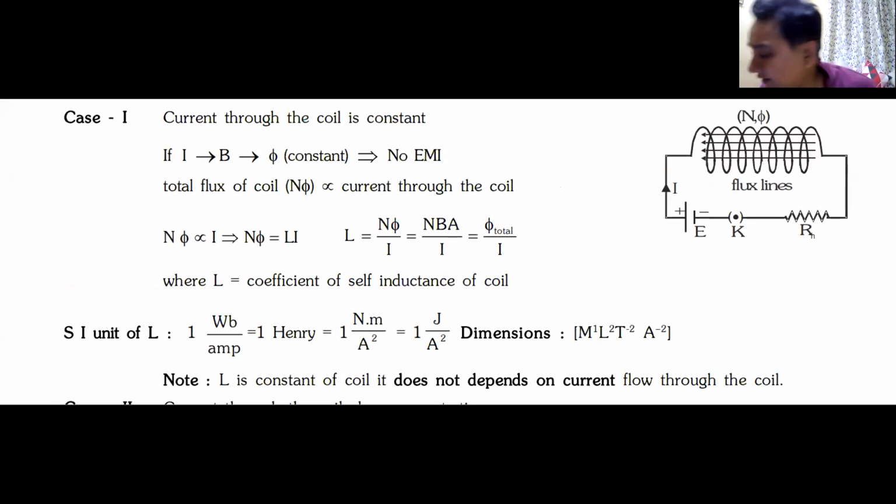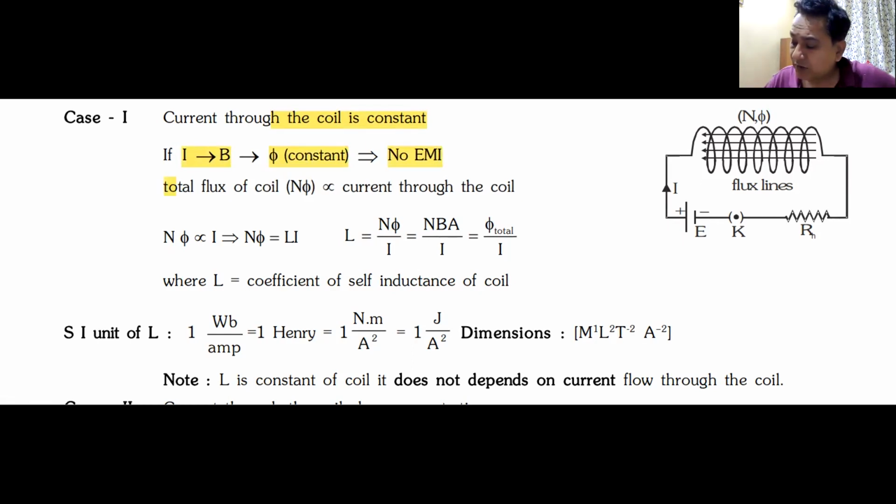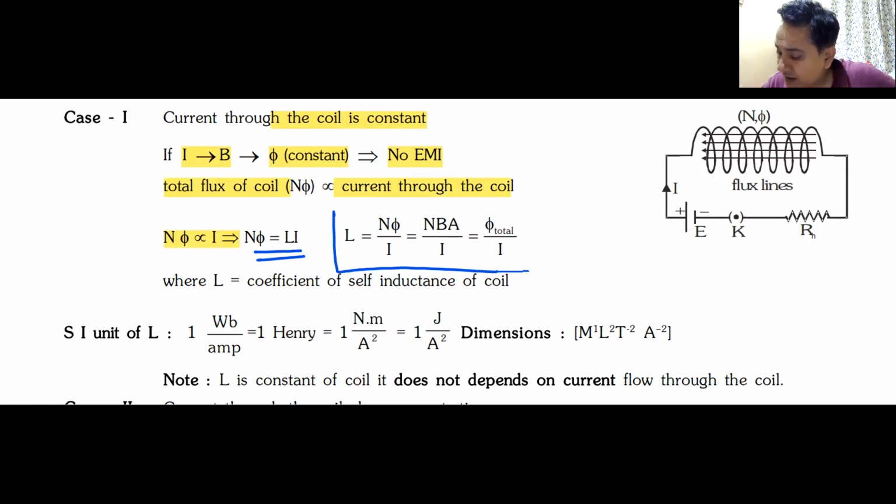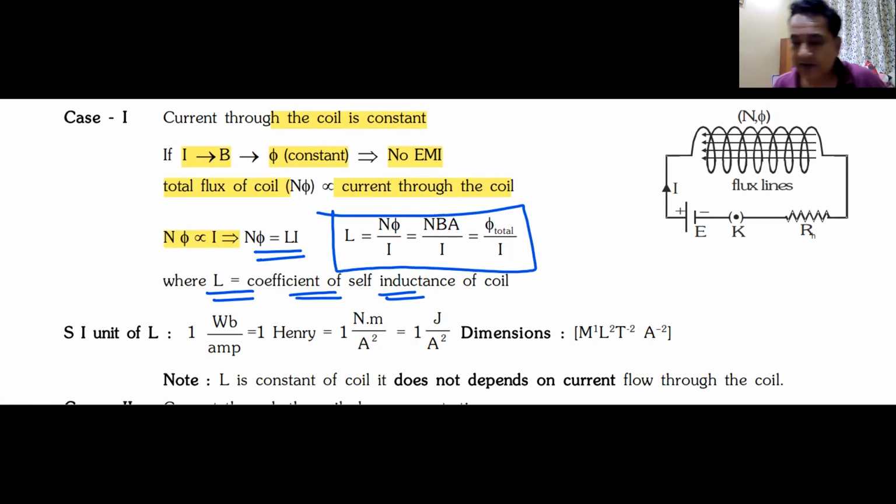And how do I find the inductance of this inductor? If I keep the current through the coil constant, the current in the coil will create a magnetic field. Because of this magnetic field, a flux will be created. But if the flux does not change, there will be no EMF. The total flux linkage will depend on the current in the coil, so N phi is proportional to I, or N phi = Li, or L becomes total flux divided by I. This constant L is known as the coefficient of self-inductance.